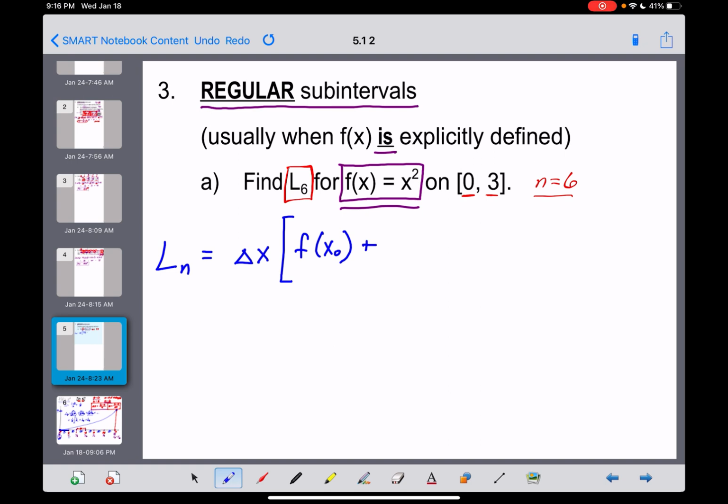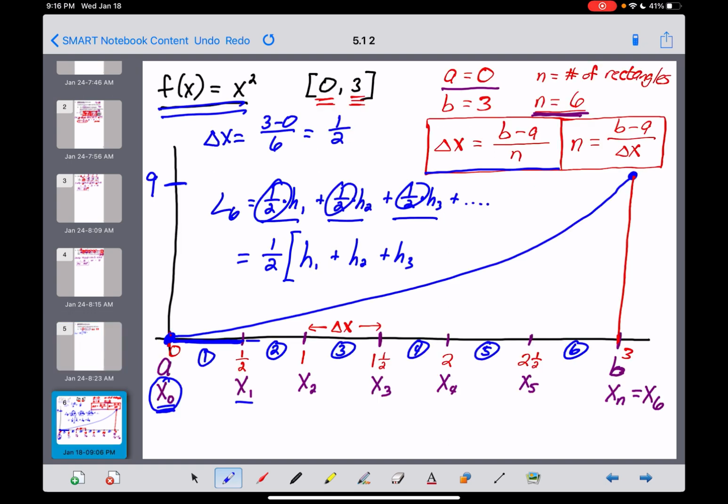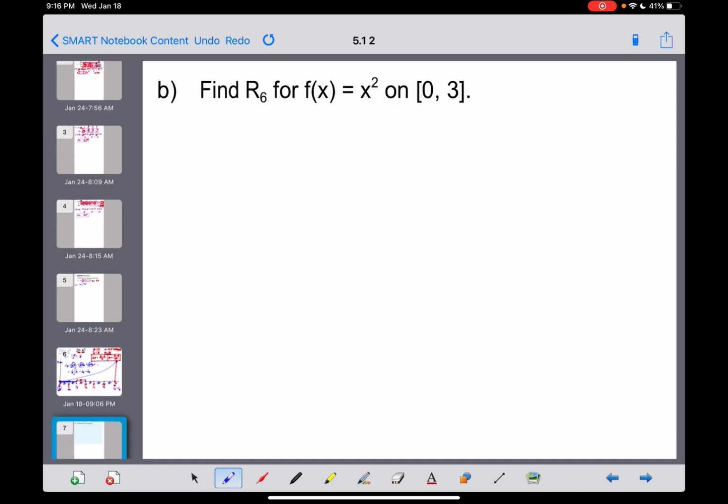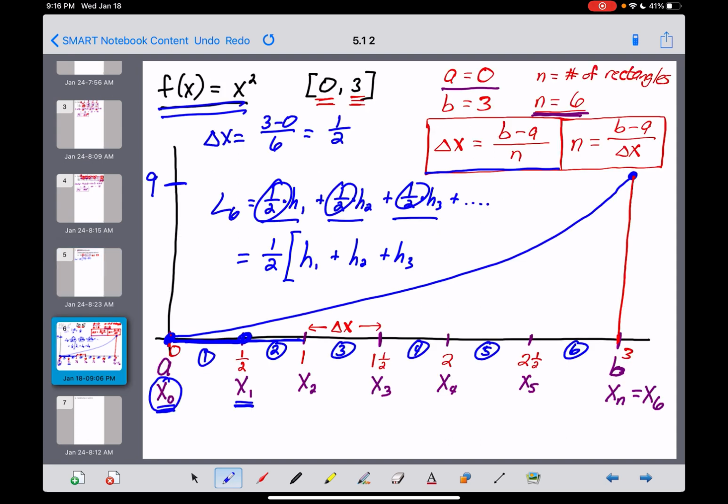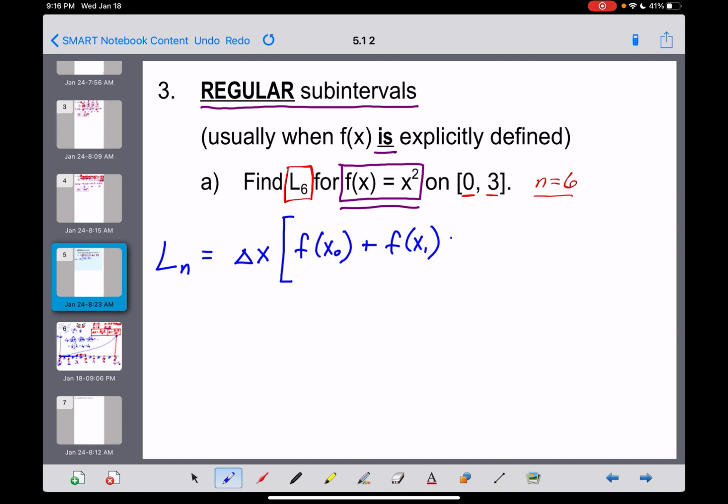We're going to add to that now. Let's take a look. Our second subinterval is right here, and its left endpoint is right here at x1. So f of x sub 1 is the height of your second rectangle. Okay, and I think you can see where this is going. The third rectangle, its left endpoint is right here, so its height is going to be f of x sub 2.